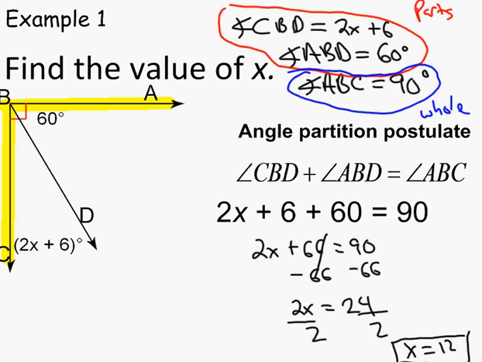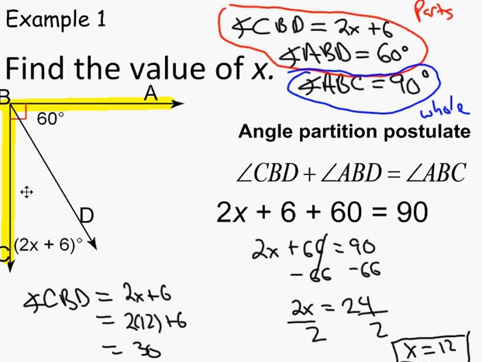Now let's plug that back into 2x plus 6, which is angle CBD. So angle CBD is equal to 2 times 12 plus 6, which is 24 plus 6, which is 30. So angle CBD is 30 degrees, which makes sense, right? Because that 30 plus the 60 for angle ABD should give us 90 degrees, and 30 plus 60 is 90, so we know we did it correctly. This is like our little check over here.